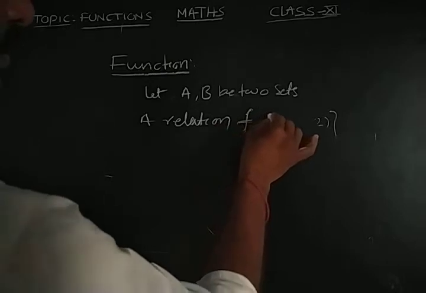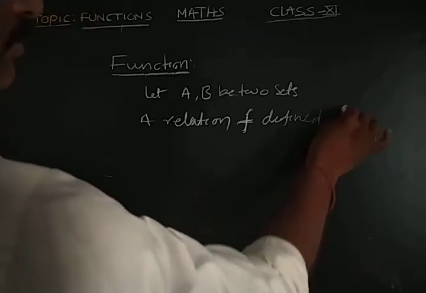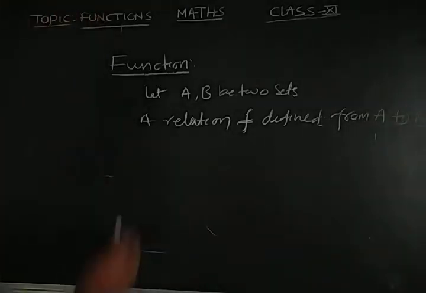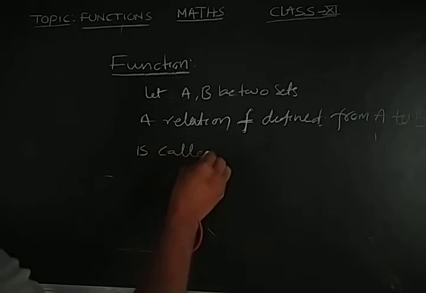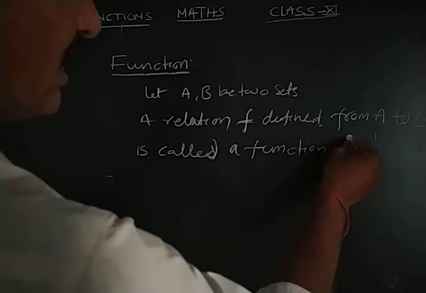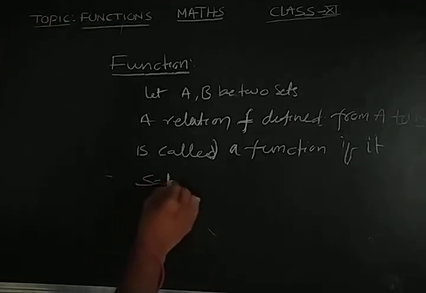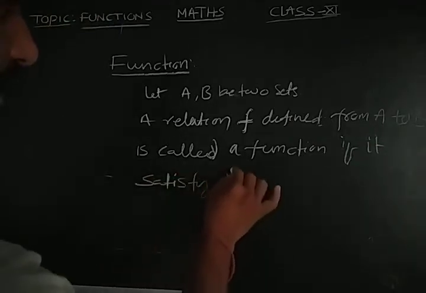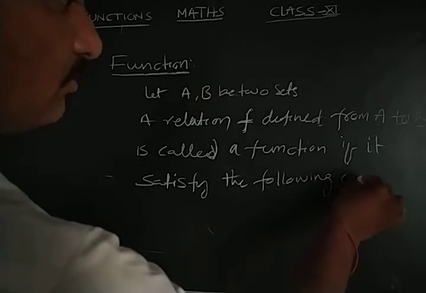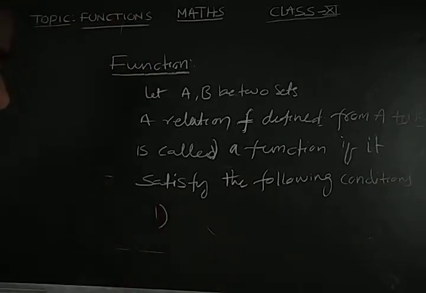A relation F defined from A to B is called a function if it satisfies the following conditions. What is the first condition?